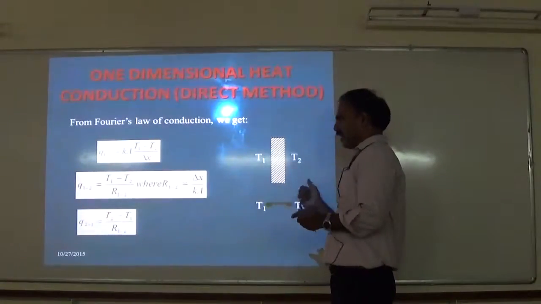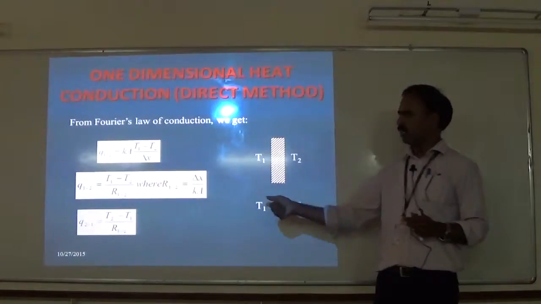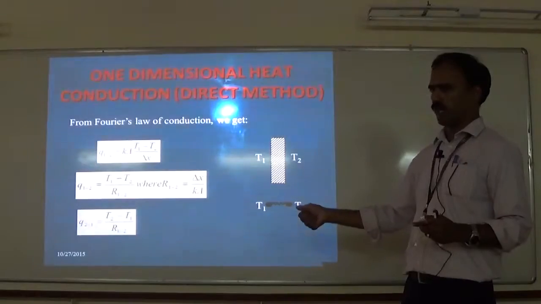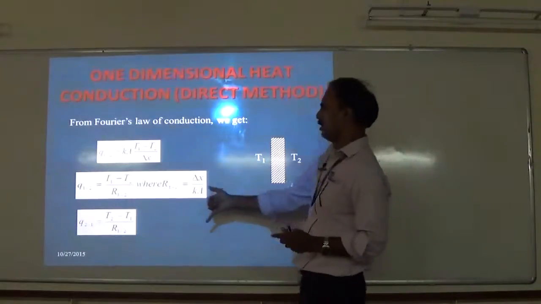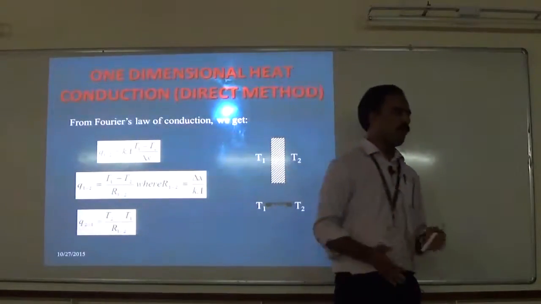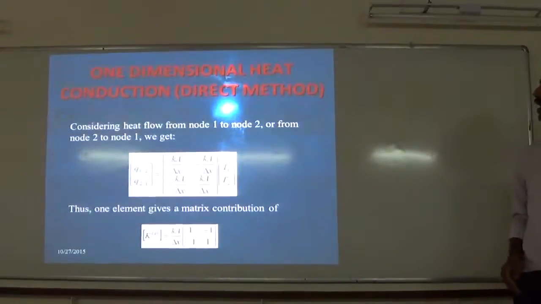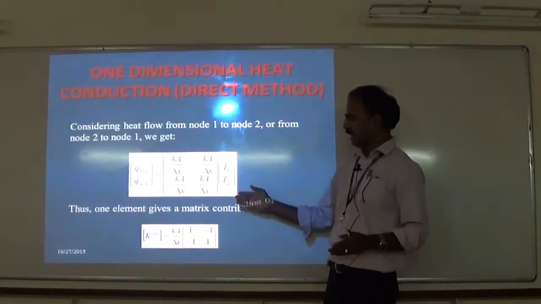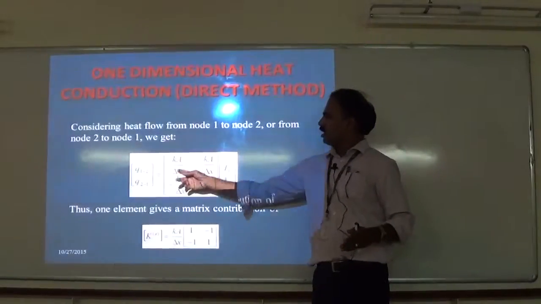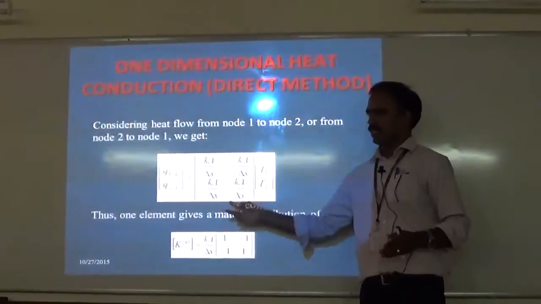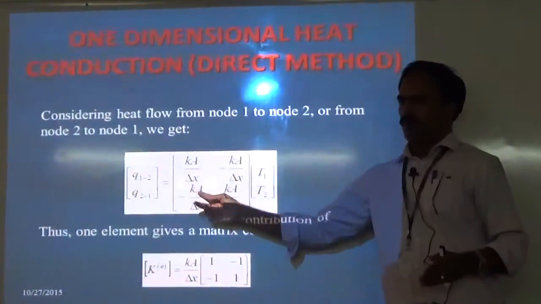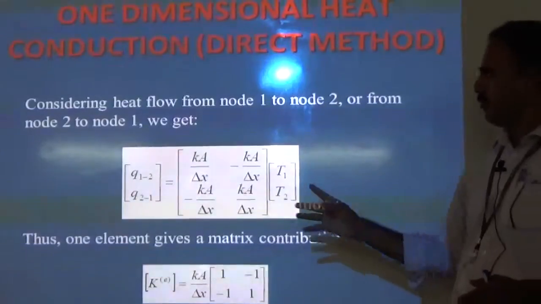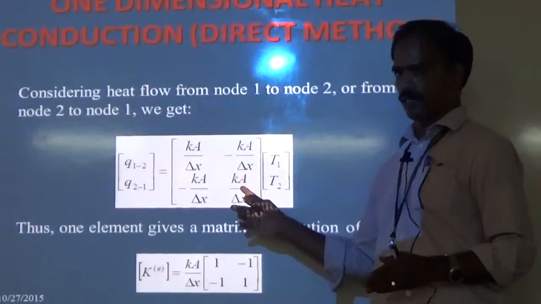Similarly, for heat transfer from wall side 2 to 1, it is (T2 minus T1) divided by R. These two algebraic equations we can represent in a very compact matrix format. This turns out to be Q equal to K into T. In a structural problem, we usually define this as the structural stiffness matrix, whereas in thermal problems that term is not very convenient. People use the term conduction matrix.